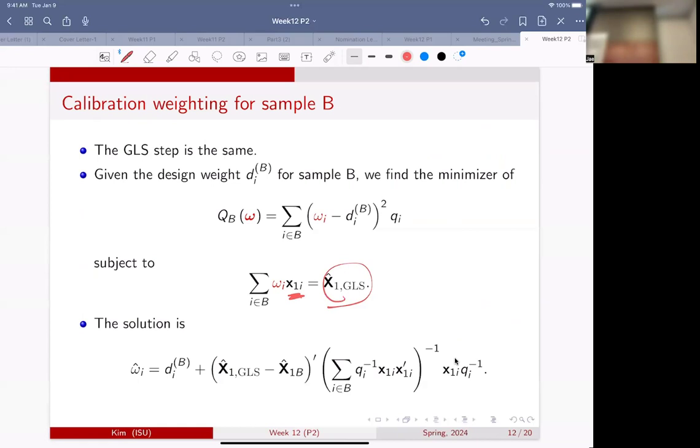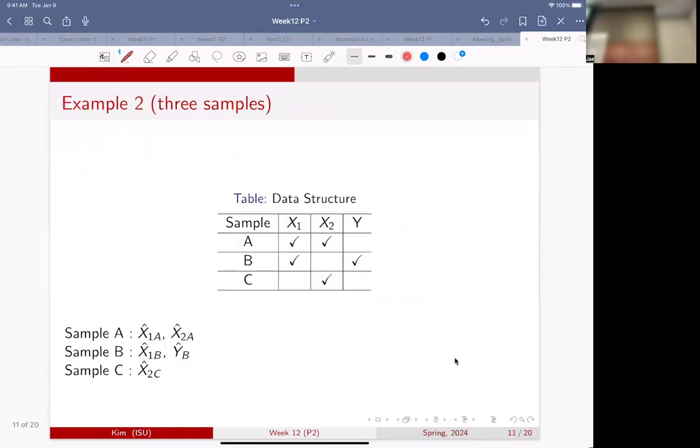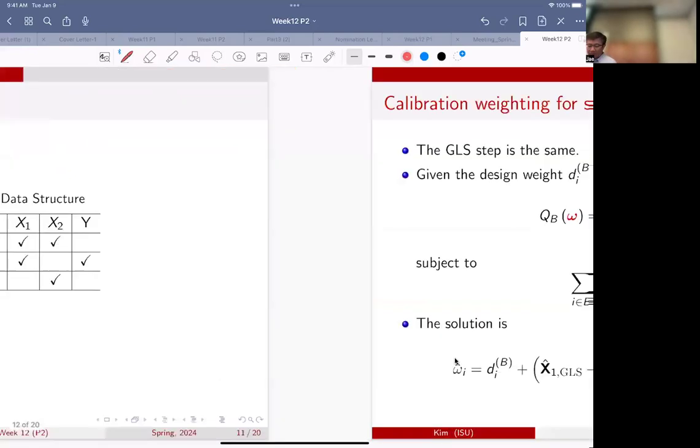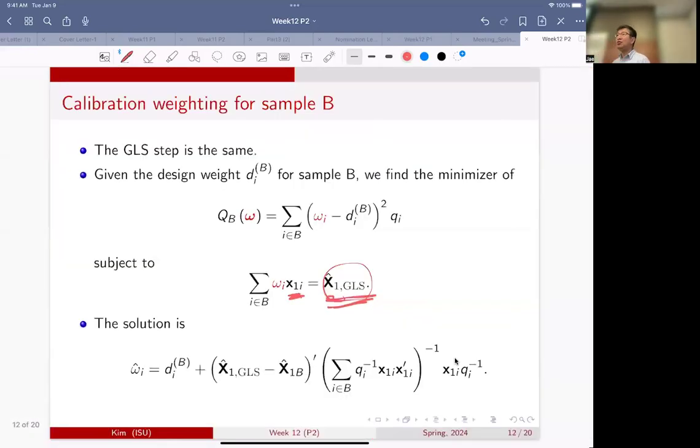You may wonder, how about I calibrate on A1, and calibrate on C and so on, and then try to utilize it in sample B? You may think that, but that doesn't really help, because this is the best no matter what. No matter what, you cannot do better than this one for the X1 part. So that's a good question.